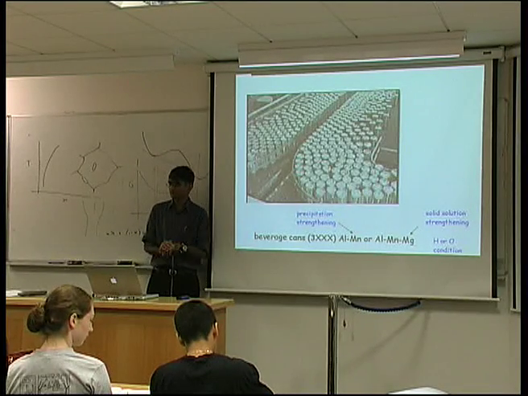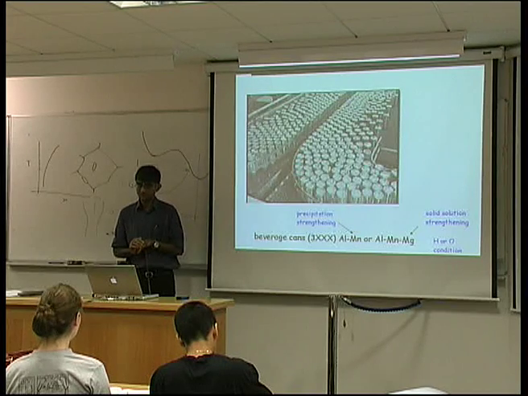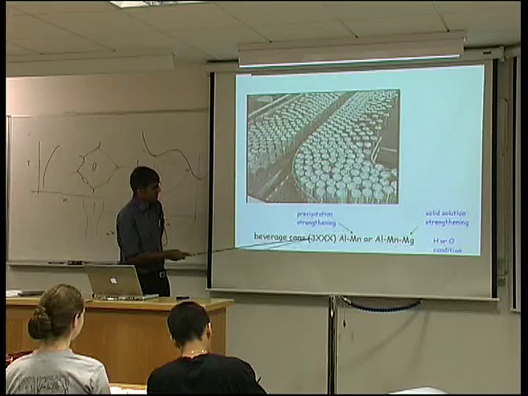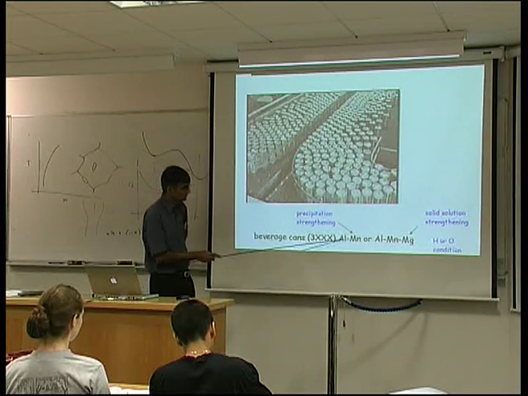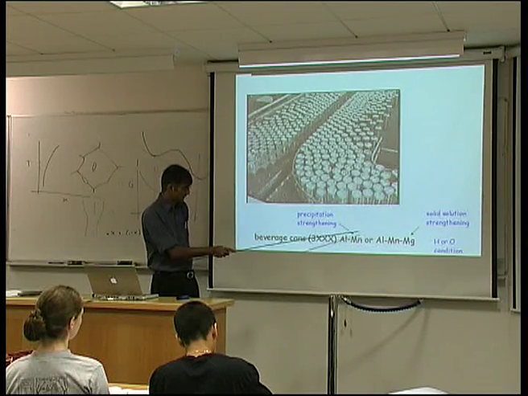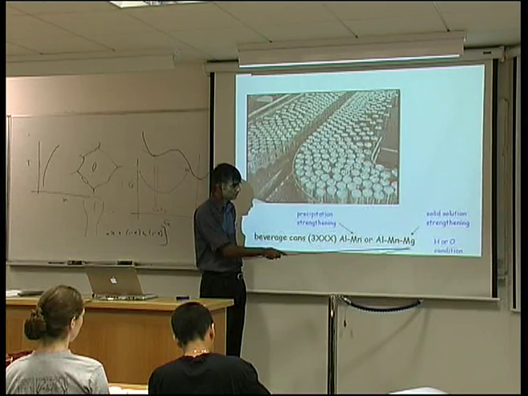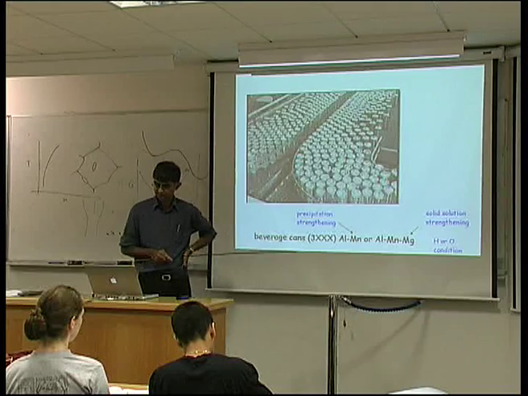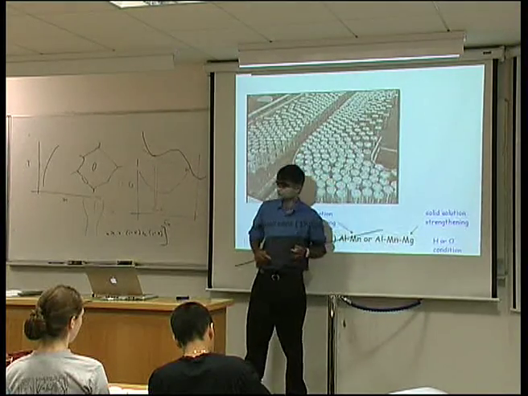Okay, so beverage cans. Really a very major application for the aluminium industry. It's this system of alloys that is used for making beverage cans, either aluminium manganese with a small concentration of manganese, or aluminium manganese magnesium, with magnesium giving you the solid solution hardening. And they're used in the hardened or the annealed condition.